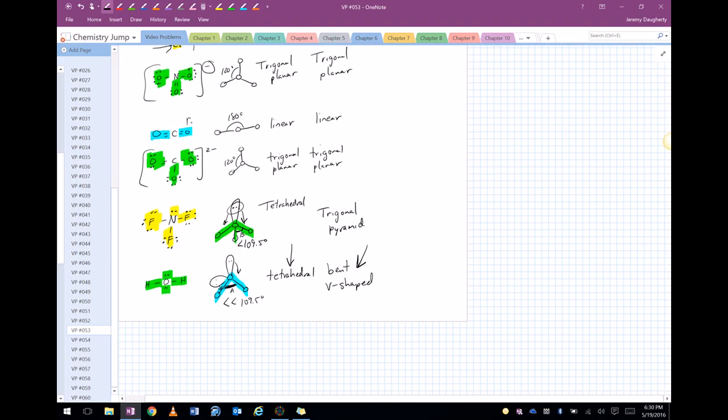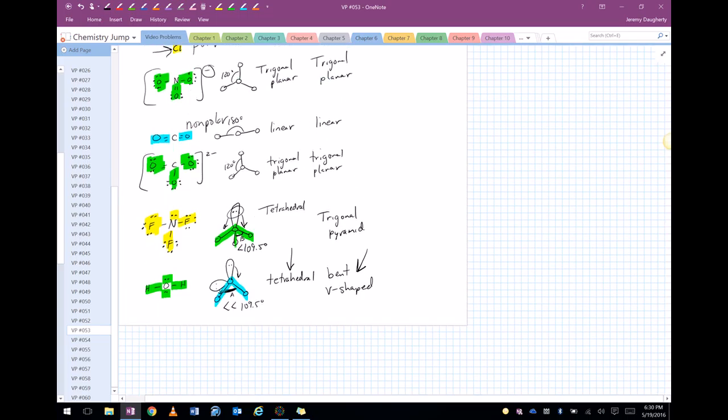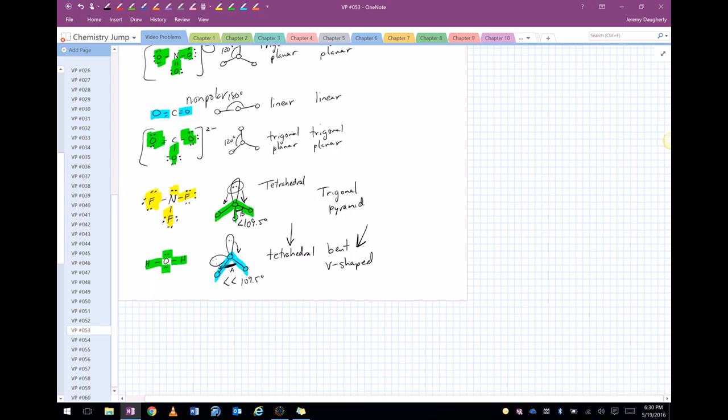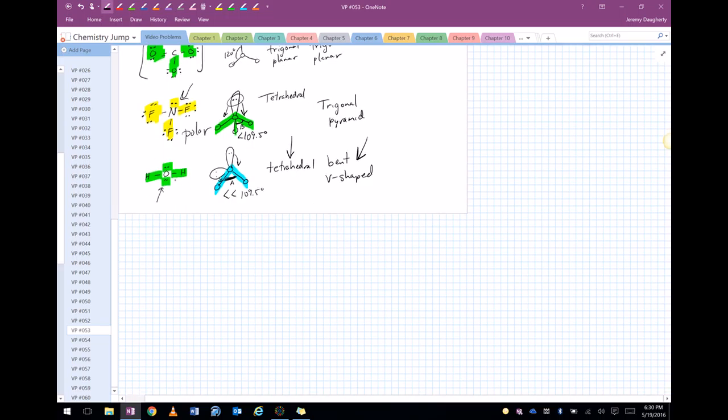CO2, non-polar, surrounded by the same atoms. CO3 2 minus, same thing as NO3 minus. It's an ion, so it's going to attract a polar molecule, but the CO3 itself, we would consider that to be nonpolar. NF3 has lone pair electrons, polar. H2O has lone pair electrons, polar.